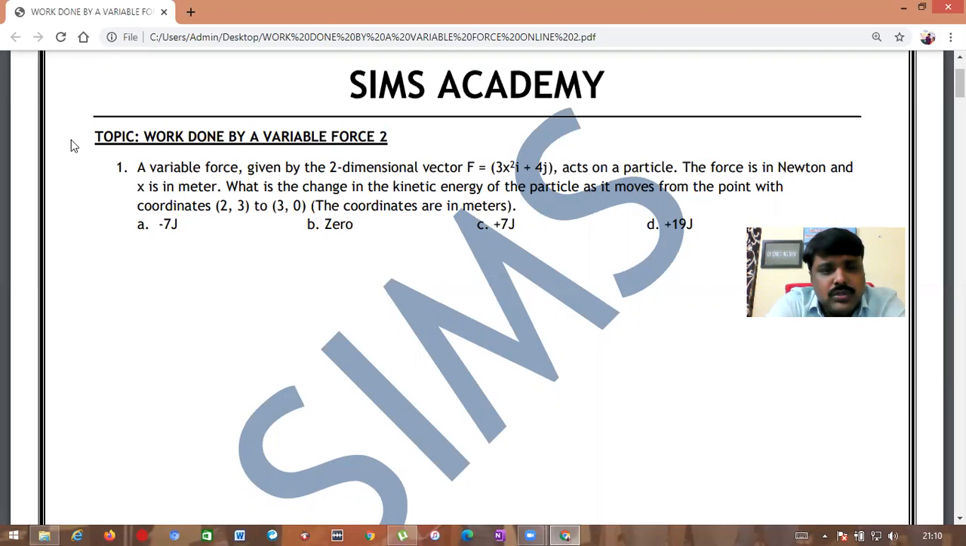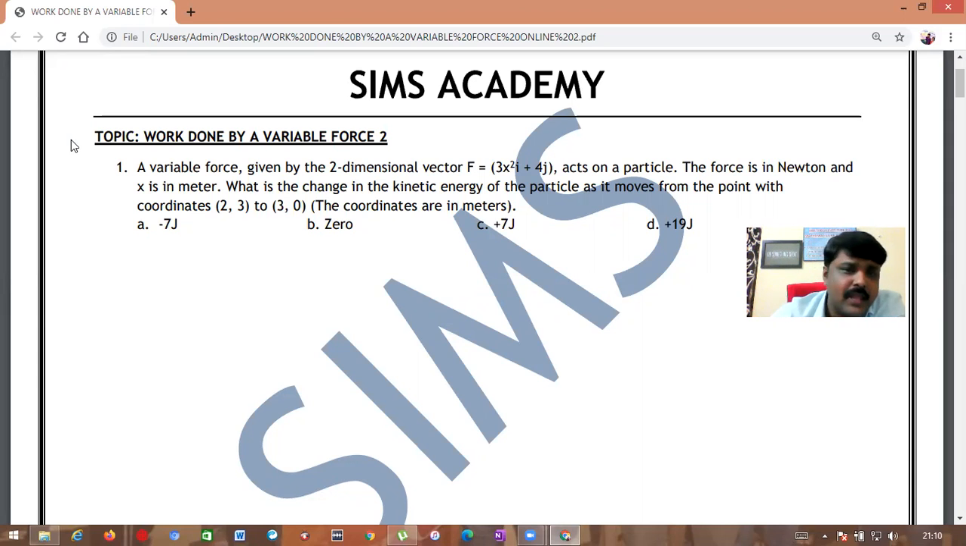A variable force given by the two-dimensional vector F equals 3x² i plus 4j acts on a particle. The force is in Newton and x is in meter. What is the change in the kinetic energy of the particle as it moves from the point with coordinates (2, 3) to (3, 0)? The coordinates are in meters.